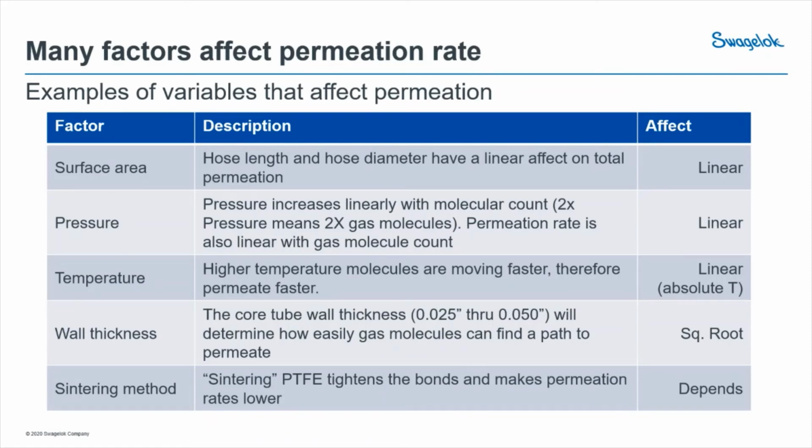Just a few factors that affect this. Surface area, certainly. If you have a 2-foot hose, it has more surface area than a 1-foot hose, so it's going to permeate more. Pressure, same thing. You increase the pressure, it increases the gas molecules, so it's going to permeate more. Temperature is going to move the molecules faster, so it's going to permeate more. And then wall thickness too. The thinner the wall you have, the easier it is for that gas to escape, which means that it will permeate more as well.